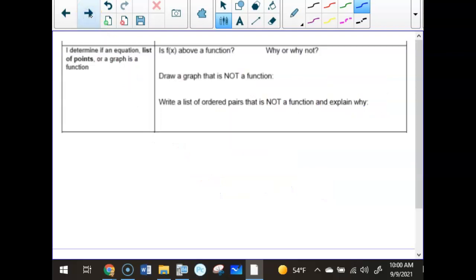All right. Is the above graph a function? That was the one that looked like a W, right? Then they go like this. Is that a function? Yes, why? Yep, you could say passes the vertical line test, and I'd be okay with that.